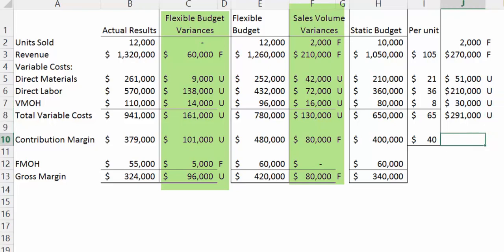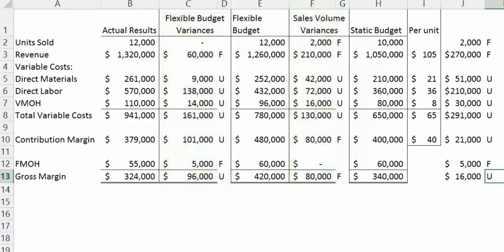Now, on the contribution margin variance, we have $101,000 unfavorable in the flex budget column and $80,000 favorable in the sales volume variance column. So we need to net those. And that's $21,000. There was more unfavorable than favorable. So I took $101,000 minus $80,000 gives us $21,000 unfavorable. Of course, for the fixed manufacturing overhead, we only had the one. And then we have an unfavorable and a favorable variance again down here for gross margin. We need to net those. We end up with $16,000 unfavorable.